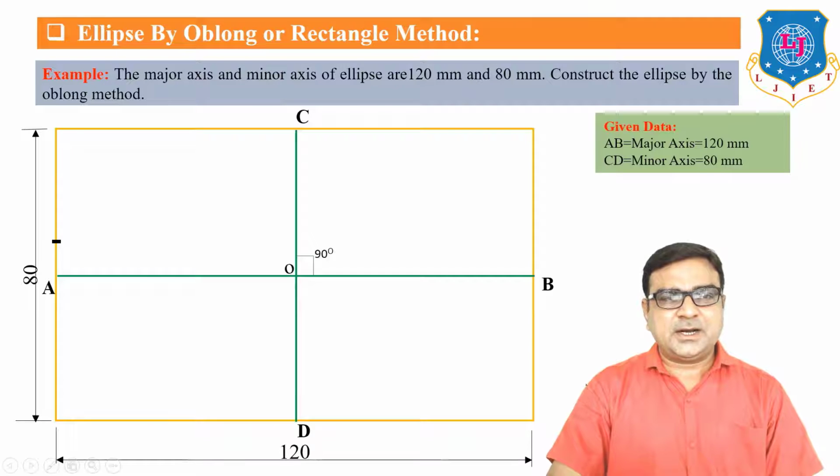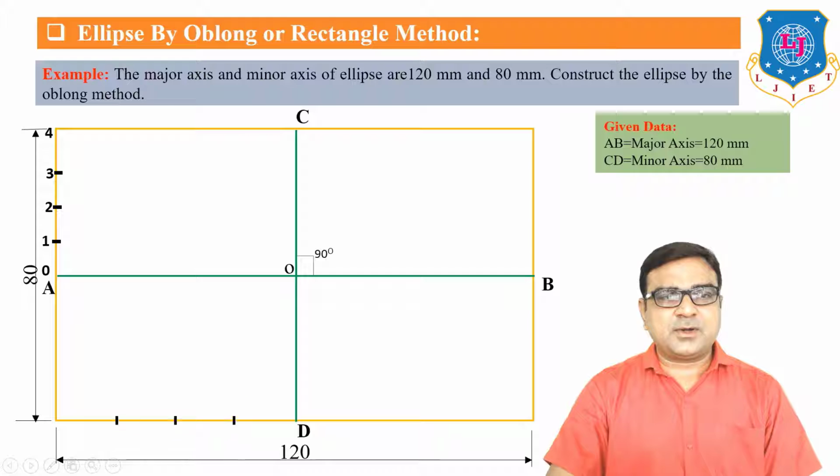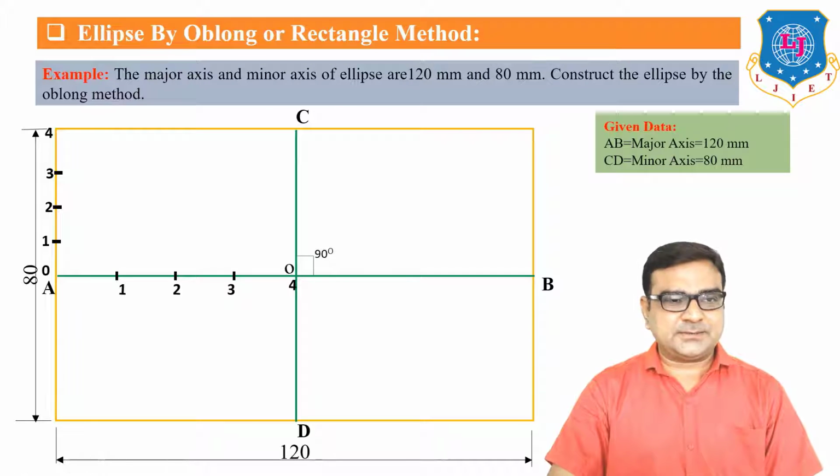Now divide this line into any n number of equal parts. Here I divide this line into 4 equal parts, so 0, 1, 2, 3 and 4. Now divide the line OA also into 4 equal parts. Give 1, 2, 3, 4 like this.